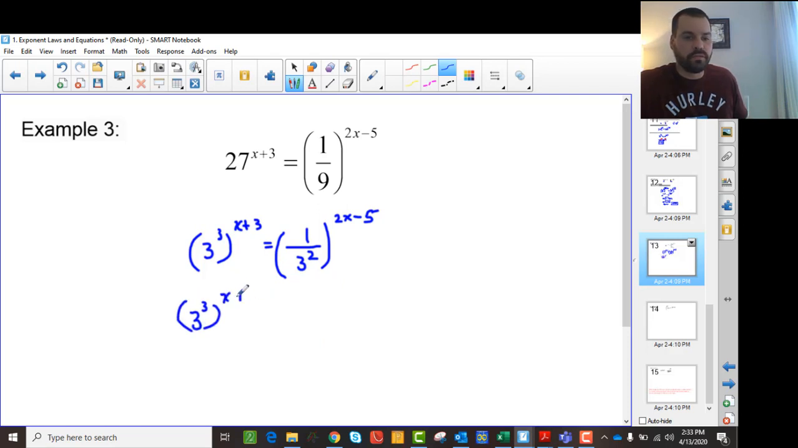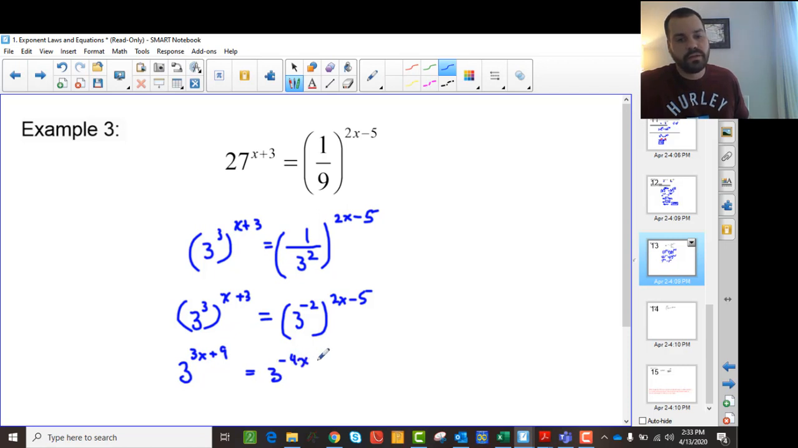So it flips the base. You remember from when we talked about negative exponents. So we're going to get 3 to the minus 2 raised to the 2x minus 5. And that gives me 3 to the 3x plus 9 is equal to 3 to the minus 4x plus 10.